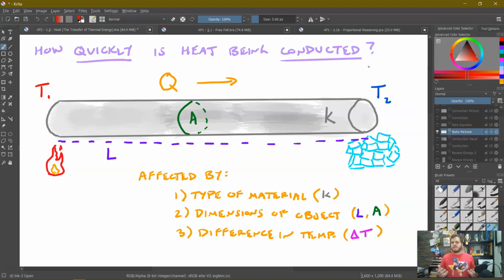But it also depends on the dimensions of the object. It depends on the length of the object, so how far apart are the 2 points we're considering, but also depends on the cross-sectional area, how thick the object is that heat is traveling through. Additionally, it depends on the difference in the temperature of the 2 points we're looking at. For instance, as we mentioned a second ago, if that difference in temperature is quite big, there is a lot of heat traveling pretty quickly. But if that difference in temperature gets lower, that is reduced.